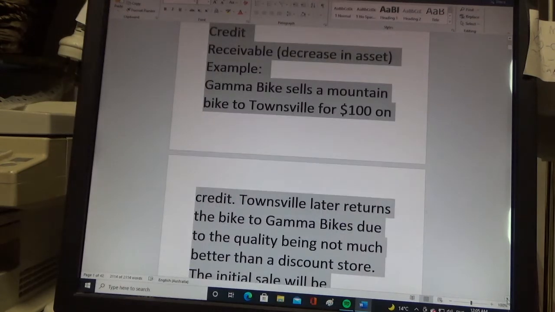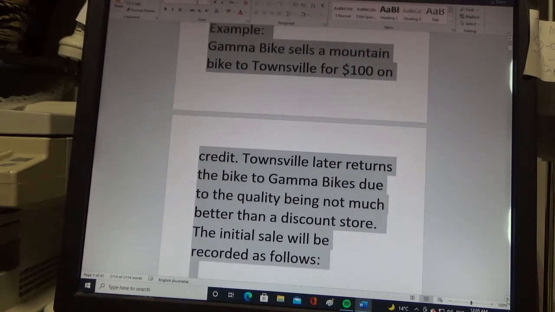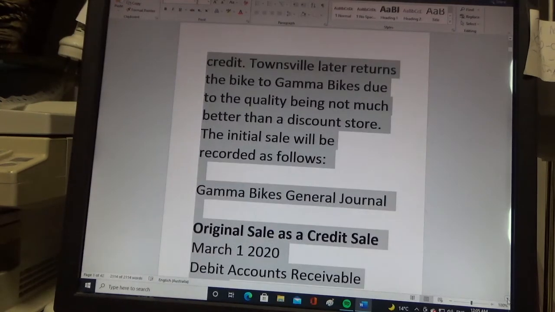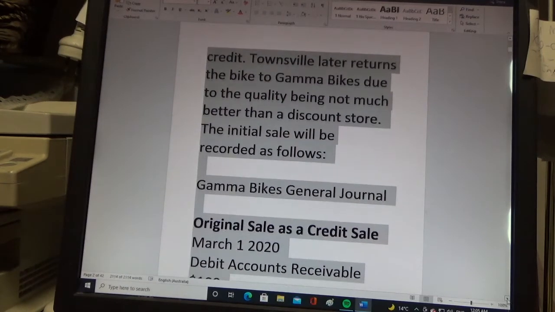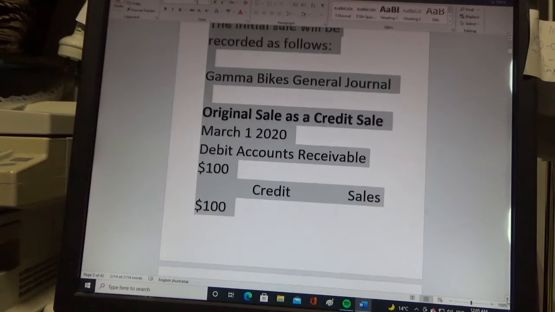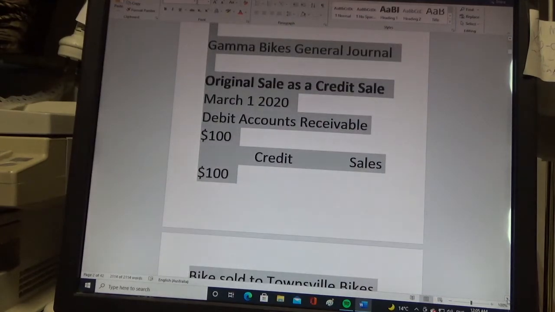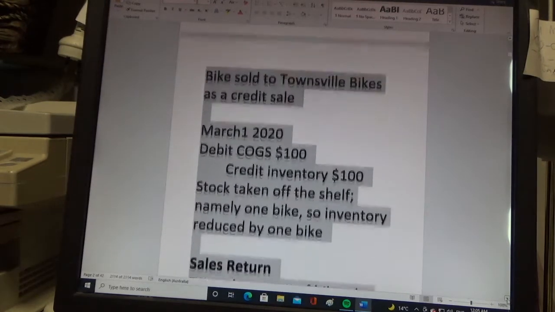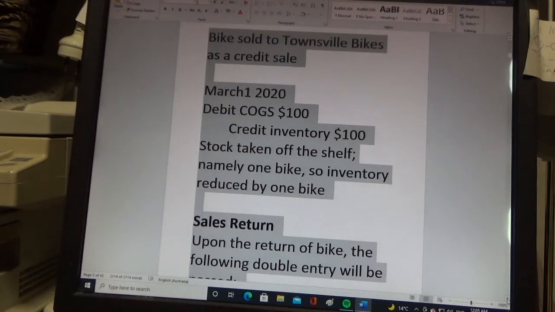An example, Gamma Bikes sell a mountain bike to Townsville Bikes for $100 on credit. Townsville later returns the bike to Gamma Bikes due to the quality being not much better than a discount store bike. The initial sale would be as follows in General Journal. This is consistent with what we've seen. Debit accounts receivable, credit the sale, $100. Remember, it's a credit sale, so it's run through the creditor's account.